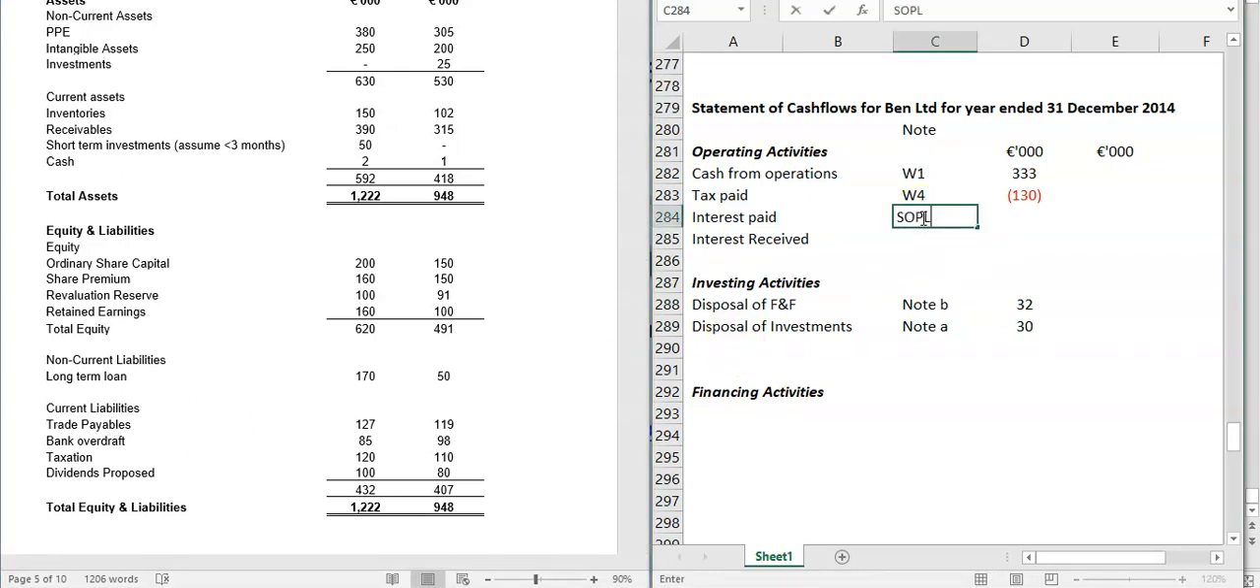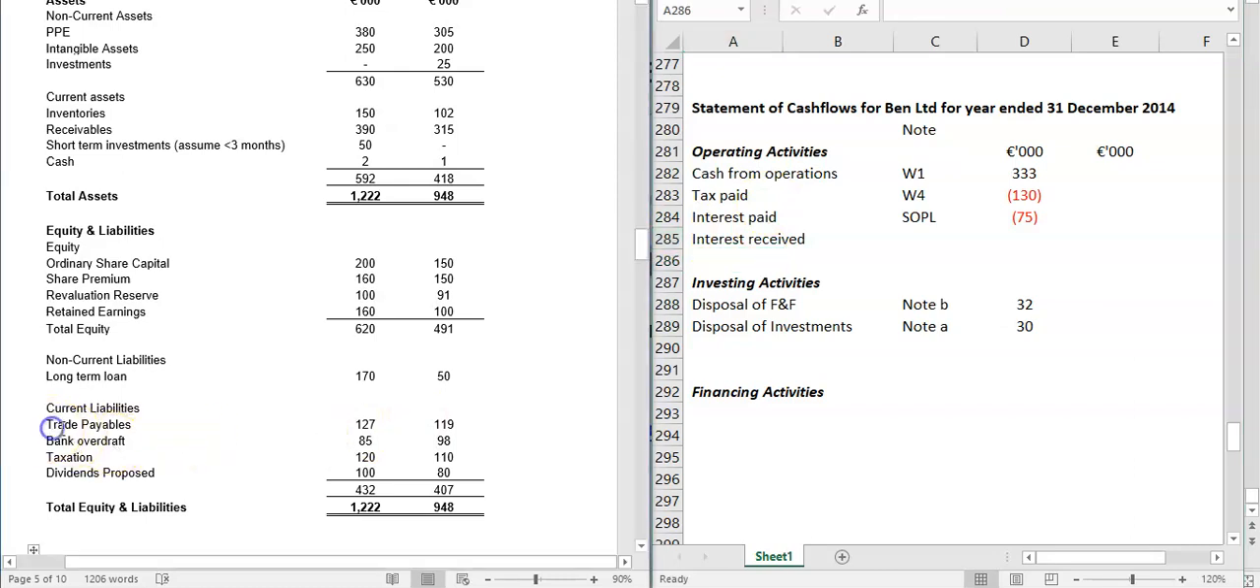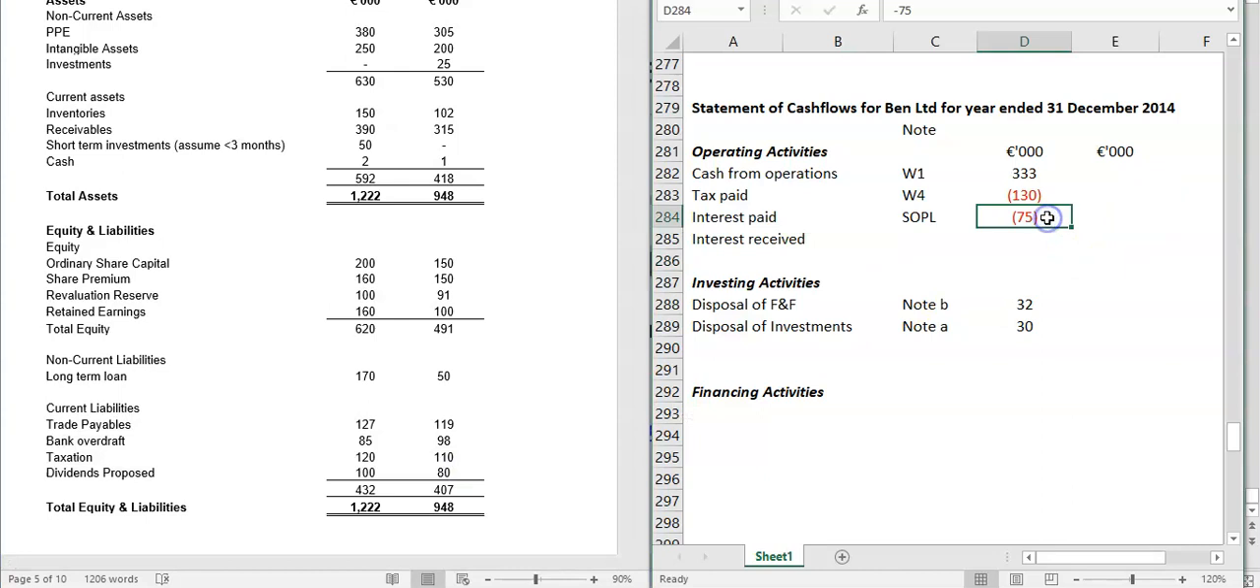So all I put there is SOPL minus 75. So the expense is actually the amount paid as well. And the only time that happens is when there's no opening or closing amount owed. And in that case, we can't see any in the statement of profit and loss. So therefore, we just use the minus 75. It's a bit of an easier one.